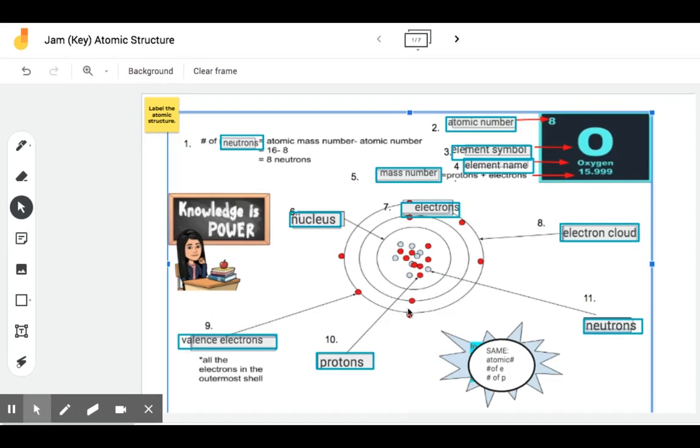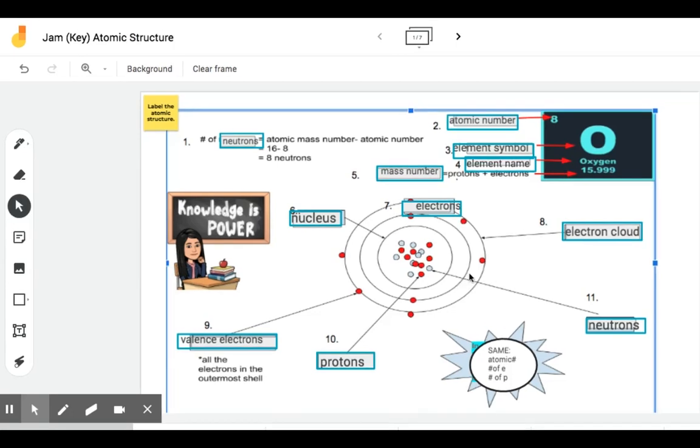So the first ring could only hold 2. And then the second ring could hold 8. And then the third ring could hold 18. And the fourth ring, if there's a fourth ring, could hold 32. Looking at the Bohr model of oxygen, the first ring has 2 electrons and then the second ring has 6 electrons. 6 plus 2 is 8, and therefore this is how you plot the electrons in the electron cloud.